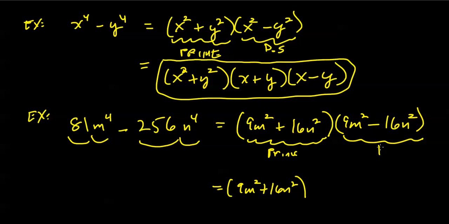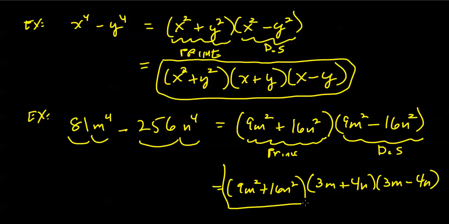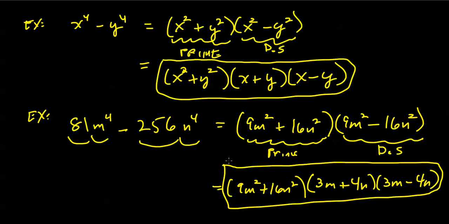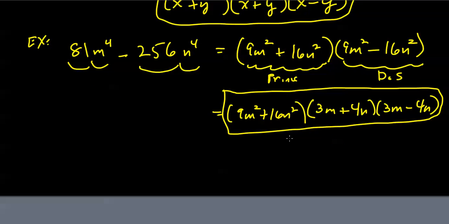9m squared minus 16n squared is indeed a difference of squares, so this will break down as 3m plus 4n times 3m minus 4n. Final answer right here. You can check it if you want to multiply it backwards and see what you end up with to get what you started with, but I'm not going to insist. Okay?